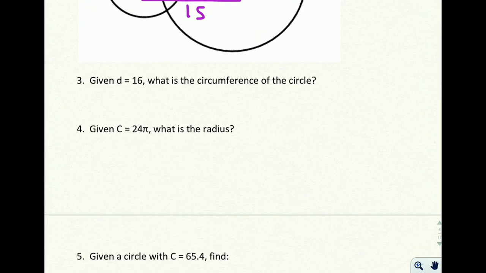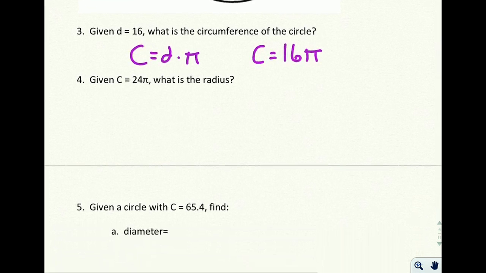Number 3 here says, given that the diameter is 16, what is the circumference of the circle? We know that the circumference is just to take your diameter and multiply it by pi. So all we would say for a circumference is it is 16 pi. And we don't even have to multiply it out. You could multiply by 3.14 and get a rounded answer. It's just as effective, if not more useful many times, to actually leave it in terms of pi. So writing 16 with a pi symbol next to it would be one good way to answer that question. And we'll see why as we do the next problem, number 4.